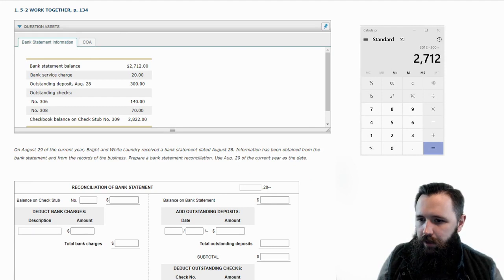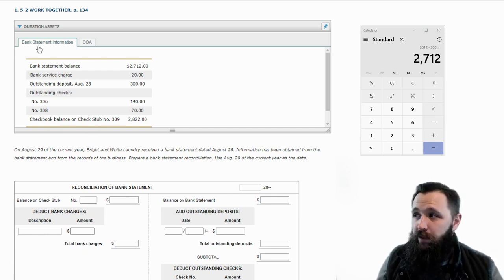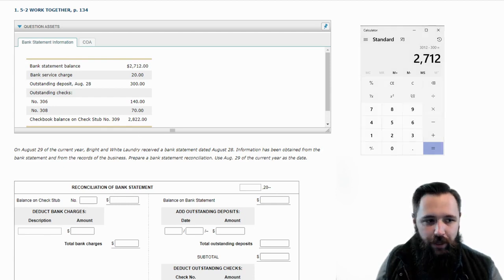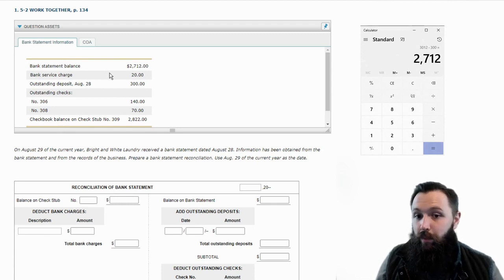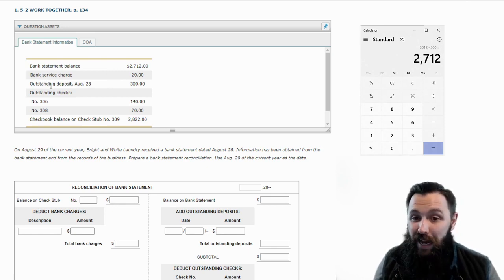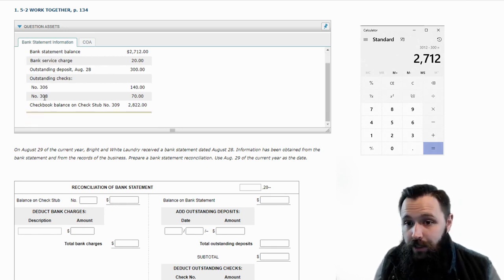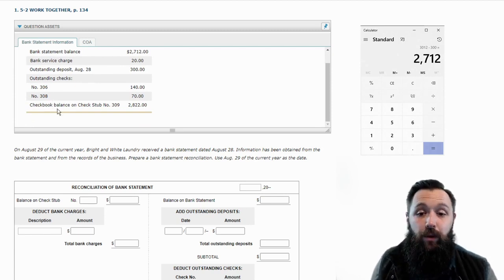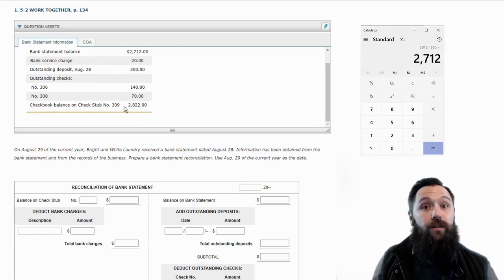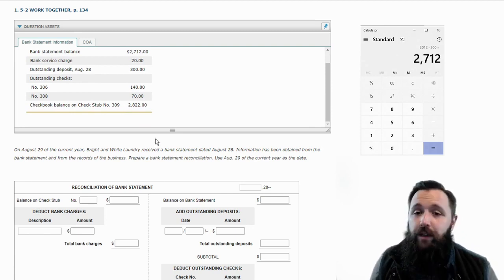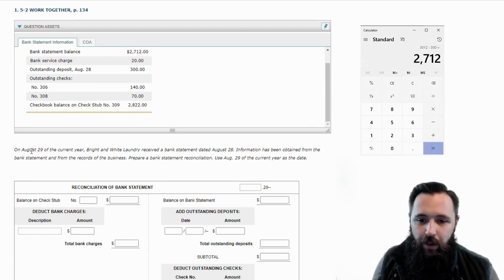First thing that we're going to need to do is read the problem, okay? We have bank statement information. This is where we're going to be pulling a lot of stuff from in that bank statement reconciliation. So we can see our bank statement balance, our bank service charge that we were actually charged with, our outstanding deposit for August 28th, outstanding checks, and they're all listed and numbered, and then a checkbook balance on the check stub. So this is the balance that's being brought forward in our check stub. This is going to give us all the information that we need on top of this little word problem.